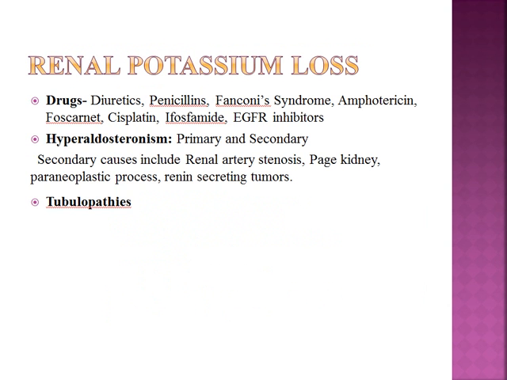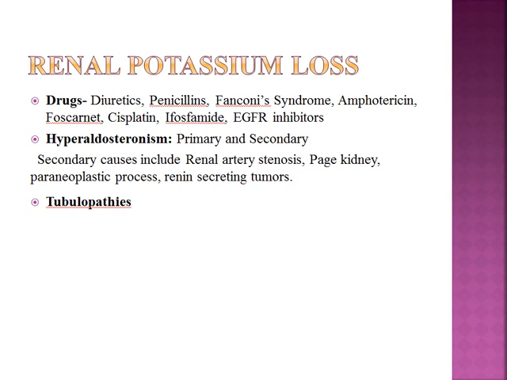So the next one is renal potassium loss. It could be because of drugs like diuretics, penicillins, and Fanconi syndrome. I included this here because there are certain medications which can cause these, like tetracyclines, where there is a defect in the proximal tubules and you're losing a lot of potassium. Also amphotericin, foscarnet, cisplatin, ifosfamide, and EGFR inhibitors, which are the newest medications.